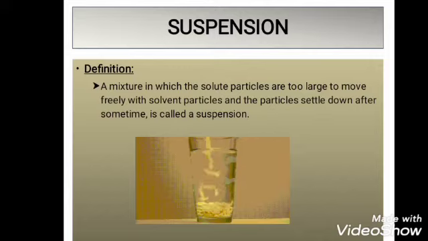Starting on, first of all, what actually is a suspension? A suspension is defined as a mixture in which the solid particles, the particles of the solute, are too large to move freely with the solvent particles, and these particles do not make a homogeneous mixture. Rather, these particles of the solute settle down after some time. Such a mixture is known as a suspension.